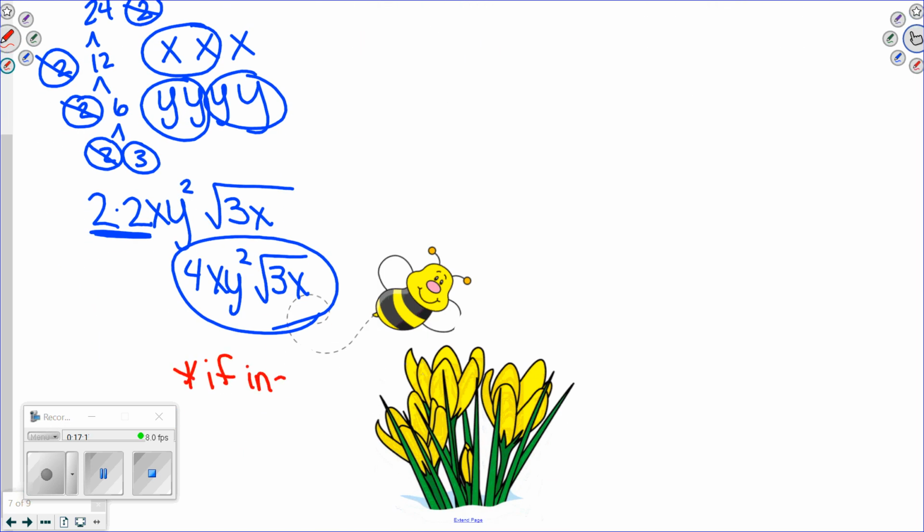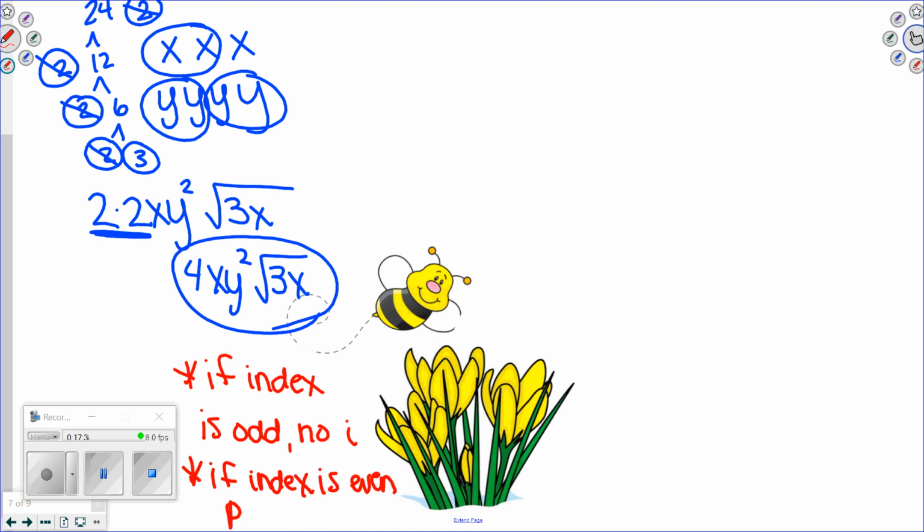If index is odd, no i. We'll just write no i, because it can work. Because an odd number of negatives will equal a negative. It works out. So if index is even, pull out an i. And again, I'm only talking if that's negative underneath there.